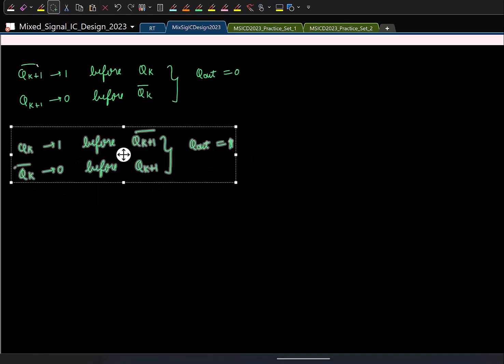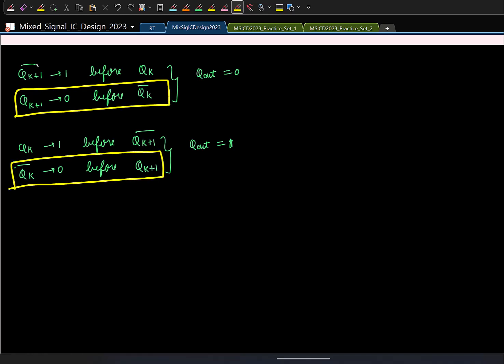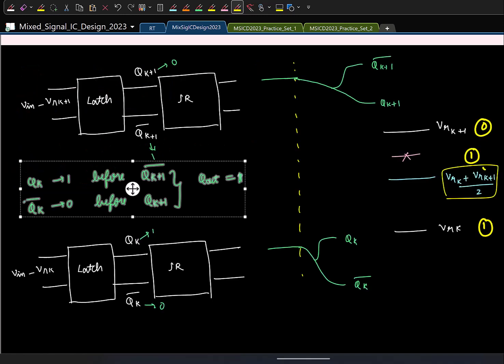So we have two pieces of information. If I take any two, let us say I take this one, now I just have to compare Qk plus 1 and Qk bar. I find which of them goes to 0 before, and based on that I make the decision, the additional bit. That's all. You see that if the input is lying in this range, the top comparator is making the decision faster. If the input is lying in this range, the bottom comparator is making the decision faster. I just need to check which of them is responding quicker.